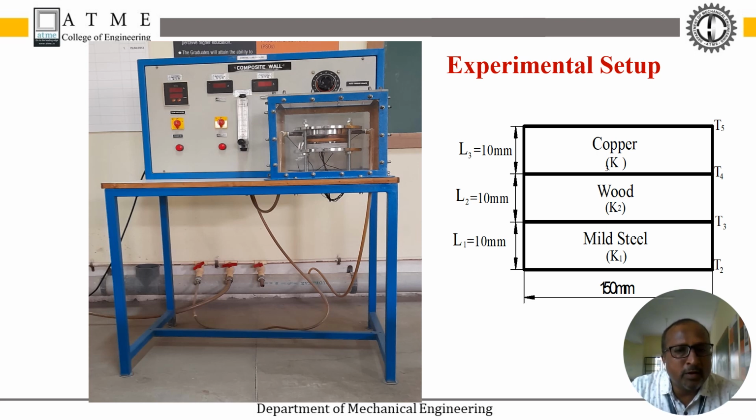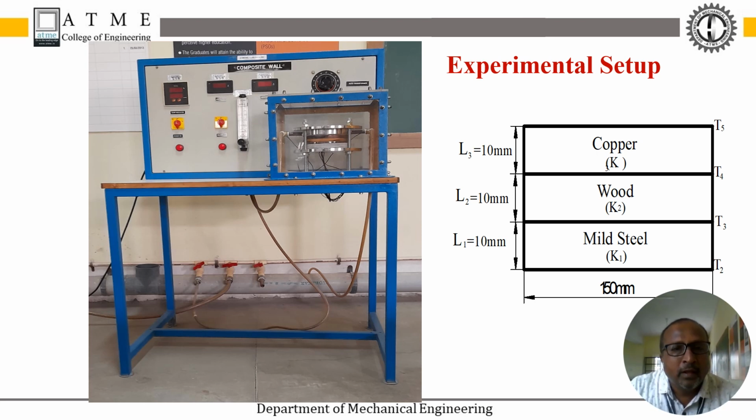At the bottom you have a heating element. The composite wall is heated from the bottom using an electrical heater, and the heat passes through all three layers and reaches the top. At the top I have a cooling chamber wherein I am going to cool the top surface of the composite wall by passing cooling water.